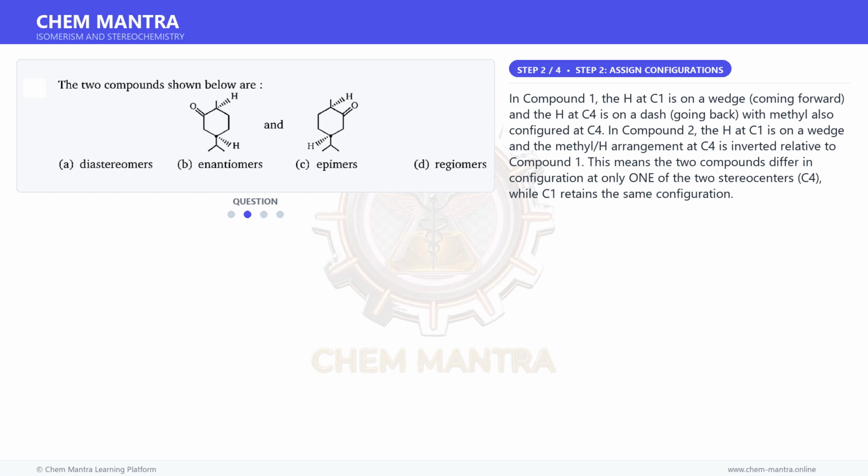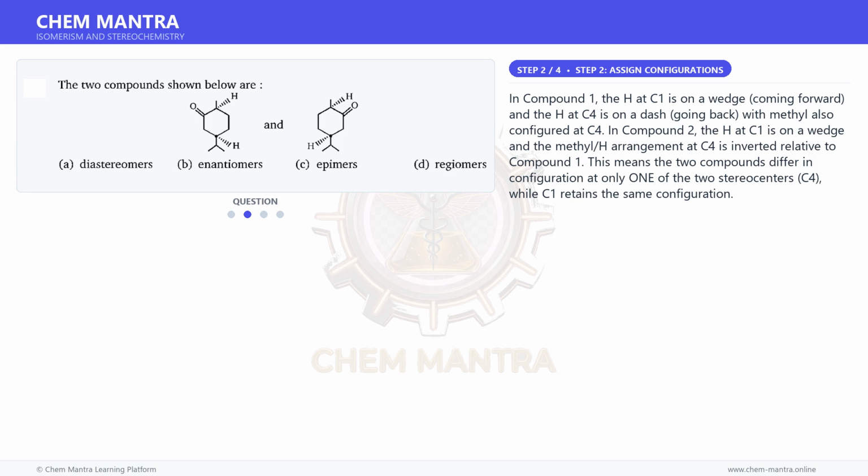Moving on to the next step. In compound 1, the H at C1 is on a wedge, coming forward, and the H at C4 is on a dash, going back, with methyl also configured at C4.